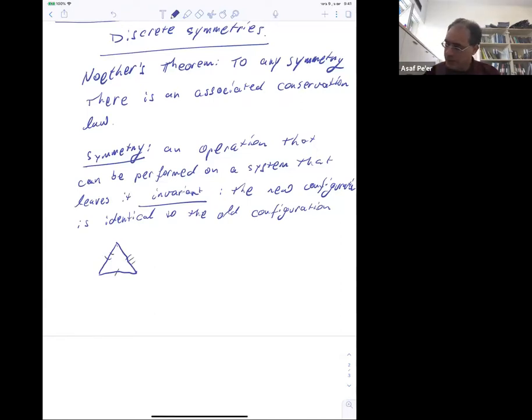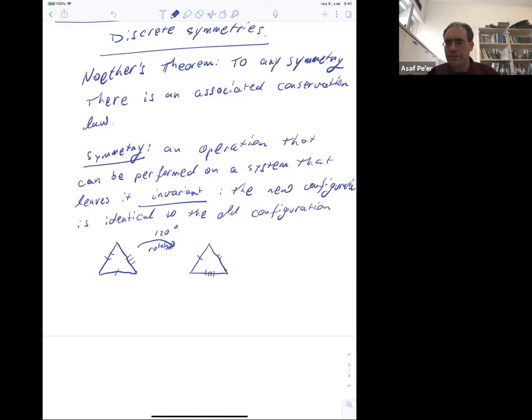Now I rotate it. I make an operation where I rotate it by 120 degrees, and I end up with the same triangle rotated. I mark the sides with lines, but if you look at the system, if they're identical, you cannot tell that anything happened. So that's called a symmetry.